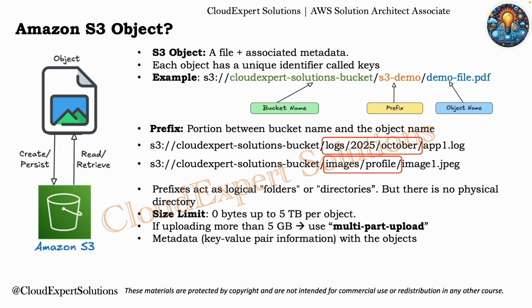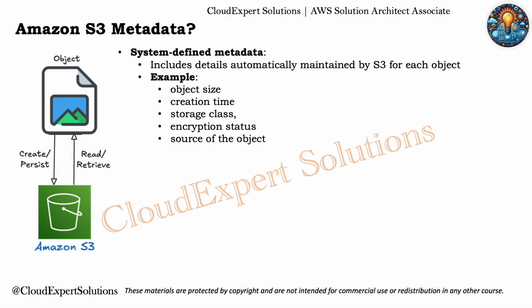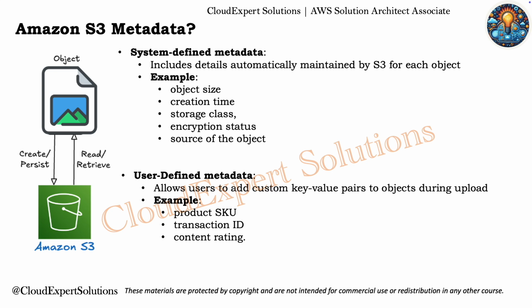There is also a concept called metadata. S3 object metadata is a key-value pair. The metadata provides details about the object itself rather than being part of the object's content. There are two types of metadata. One is system-defined metadata, which is automatically managed and populated by Amazon S3, like object size, storage class, creation time, or last modified date. The other type is user-defined metadata, which allows you to add your own key-value pairs. Using this user-defined metadata, you can provide application-specific information to your S3 objects.